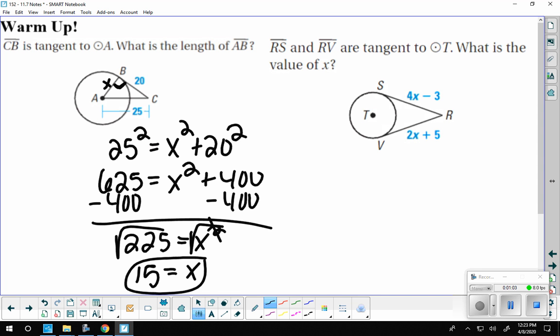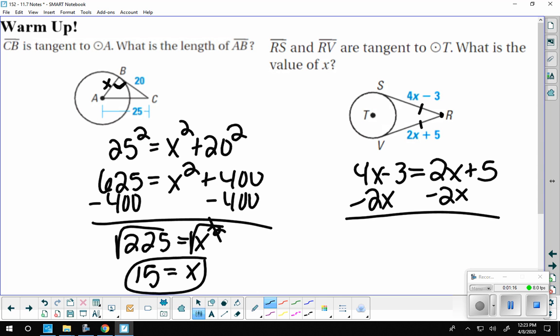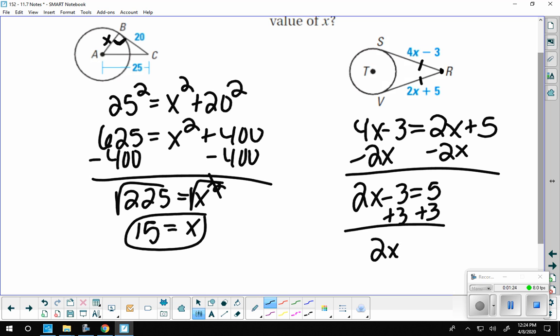I think this is section 11.4, but both of these are tangent. They meet at the same point outside the circle, therefore they are congruent. If they're congruent, that means we can set them equal. So let's set them equal and then solve this equation for x. I'm moving all my x terms to the left side, so we get 2x minus 3 equals 5. I'm going to put all my constants on the right side, so I'm going to add 3. We get 2x equals 8. Divide both sides by 2, and we get x equals 4.